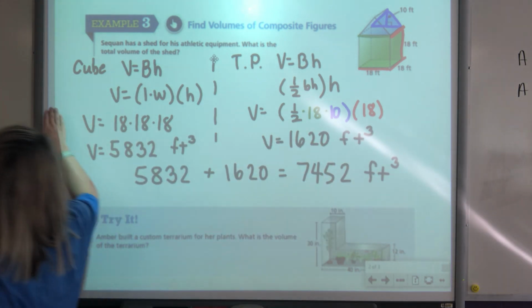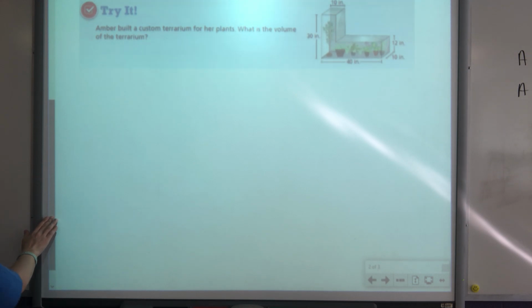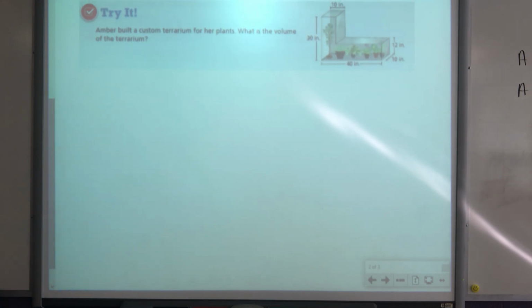All right, last one. Amber, see, that's one I can get on board with. Amber built a custom terrarium for her plants. What is the volume of the terrarium? Do you have a formula for this shape? Do you have a name for this shape?